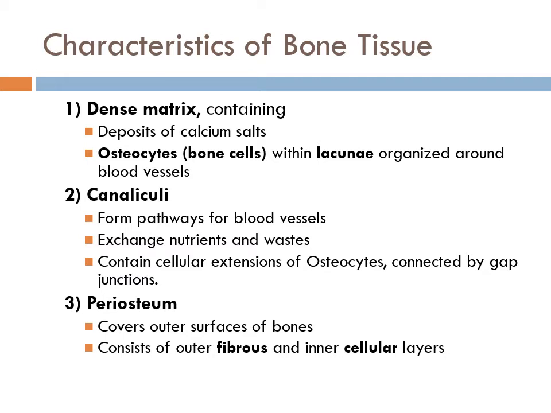The periosteum is the outer covering of the bone, so it covers the outer surface of the bone, and it has two layers. It has a fibrous outer layer, which connects the bone into the other tissues around it, and then an intercellular layer, which is active in bone growth and repair.